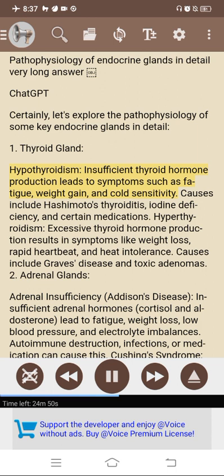Hypothyroidism. Insufficient thyroid hormone production leads to symptoms such as fatigue, weight gain, and cold sensitivity. Causes include Hashimoto's thyroiditis, iodine deficiency, and certain medications. Hyperthyroidism. Excessive thyroid hormone production results in symptoms like weight loss, rapid heartbeat, and heat intolerance. Causes include Graves' disease and toxic adenoma.